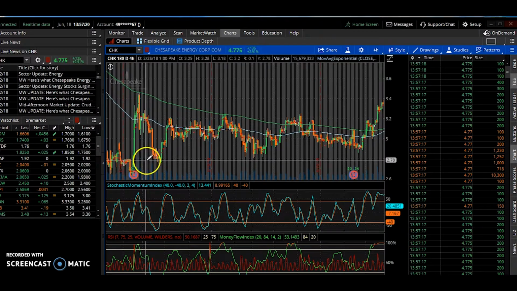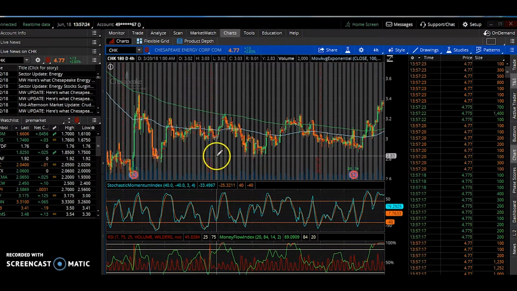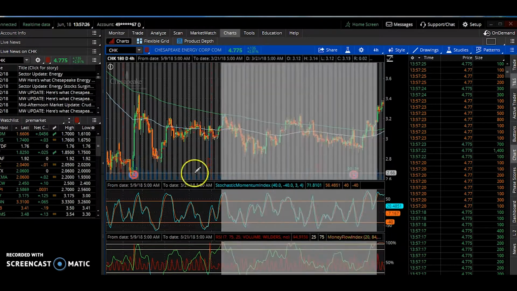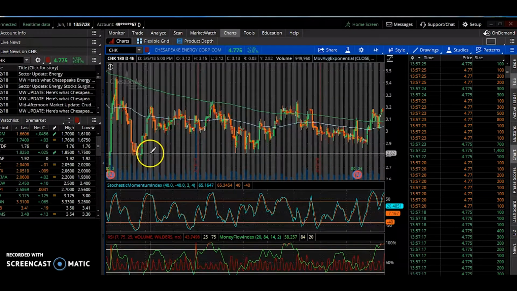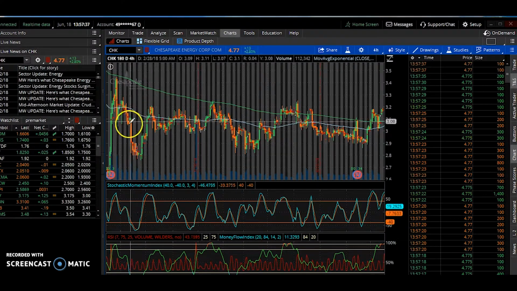And in this video, I'm going to show you support and resistance and show you the very basics of what that means. So right here, we're looking at CHK, and we're going to try to establish a support line. Now, support is where the stock has been bouncing off from the bottom of a price area.